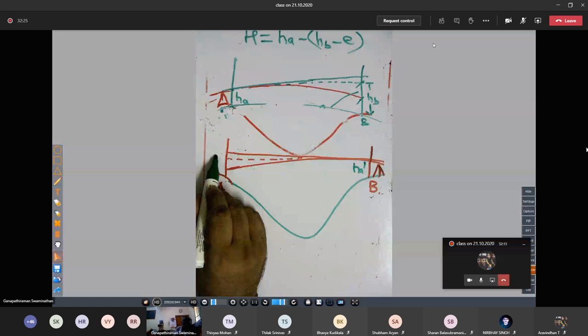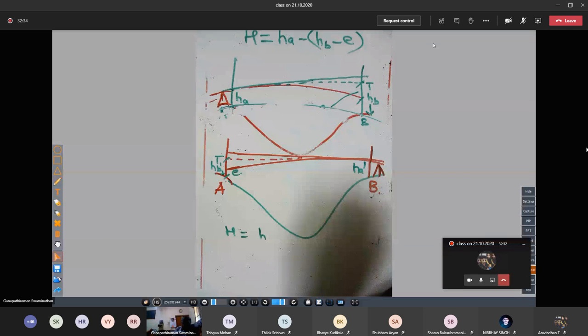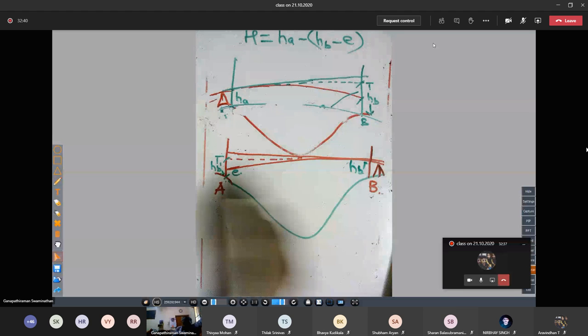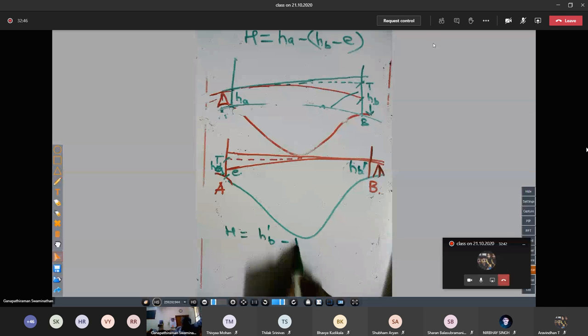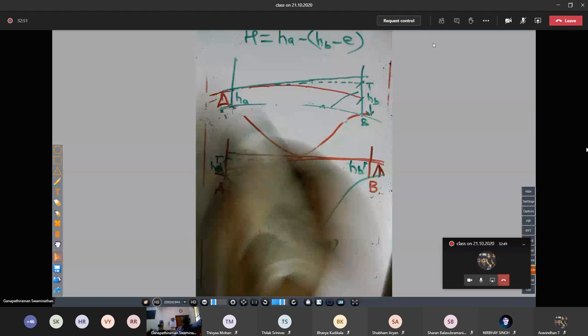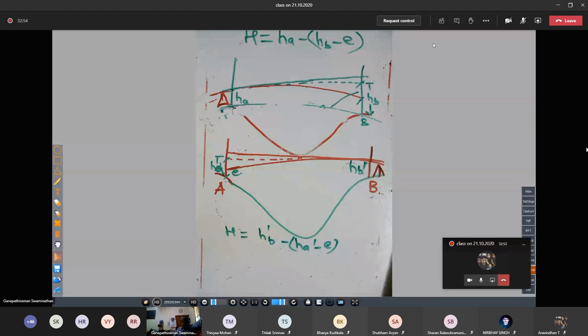So this is your E. Okay. So H is equal to, sorry, this is HB dash and this is HA dash. HB dash minus HA dash minus E. Okay. So add these two. What do you get? 2H is equal to HA dash by HB dash.